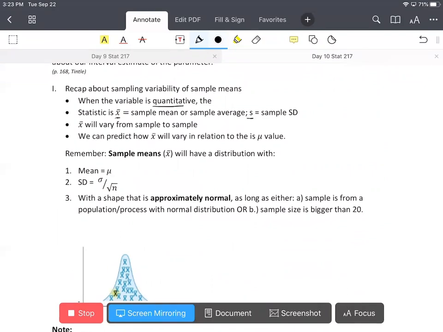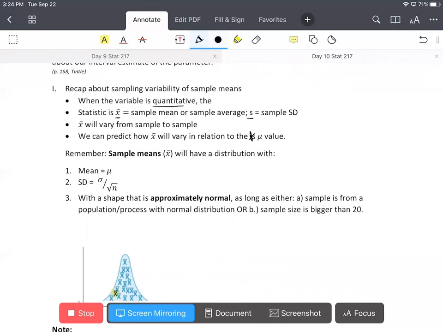Remember, every time we pull a sample from the same population and we're doing the same number within the sample, let's say we pulled 100 every time, each of these X bars are based on that 100. X bar is going to vary from sample to sample. There's always sample variability. We can predict, though, how X bar will vary in relation to the value mu. Remember, mu is the parameter value for means. So sample means have a distribution with mean mu and standard deviation sigma over the square root of n.